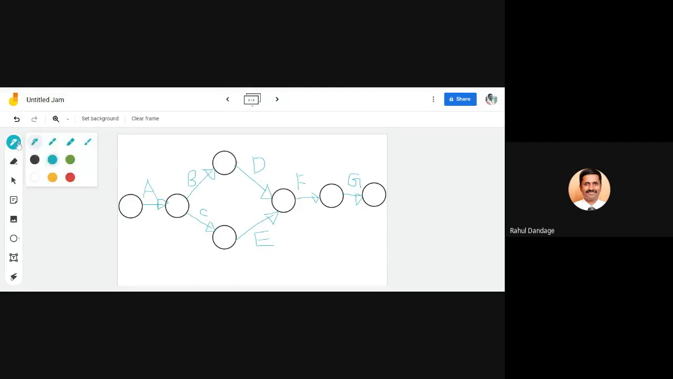Now we will go for numbering the activities. 1, 2, 3, top to bottom, 4, left to right, 5, 6 and 7. Okay, understood this? Yes. Yes, sir. So you can take a screenshot of this network with you so that you can complete the network afterwards.